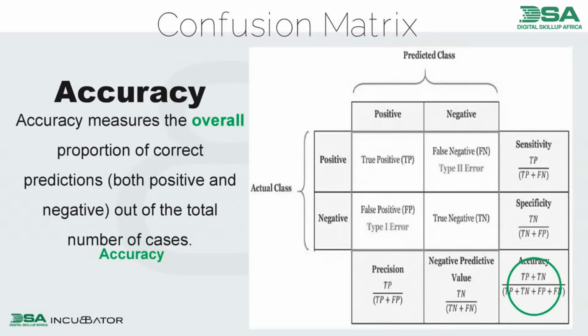Accuracy. In fact, this is the one we shouldn't play with at all. Accuracy measures the overall proportion of correct predictions, that is both positive and negative, out of the total number of cases. Yes, you want to be sure. So that's your accuracy. You have true positives and you have true negatives, so your accuracy now measures between them.